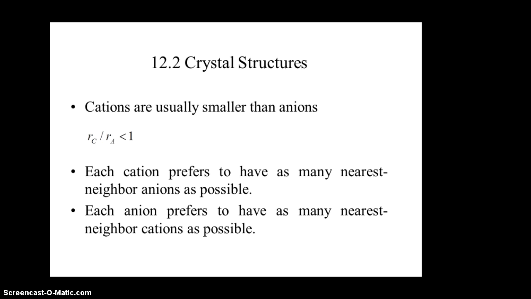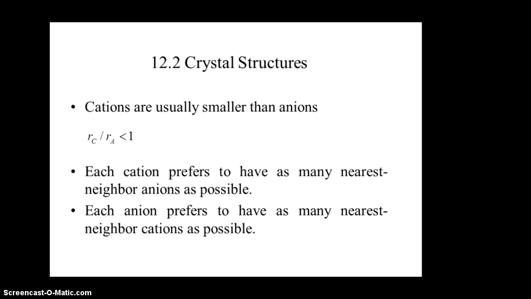Now, cations are usually smaller than anions, so we define the ratio RC over RA, where RC is the radius of the cation and RA is the radius of the anion. So clearly, if the cations are smaller, that ratio is less than 1. Now we'll see that that ratio plays a role later on in having some type of influence on the stability of the cation anion bond.